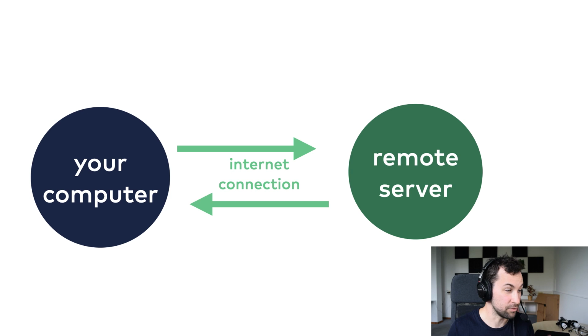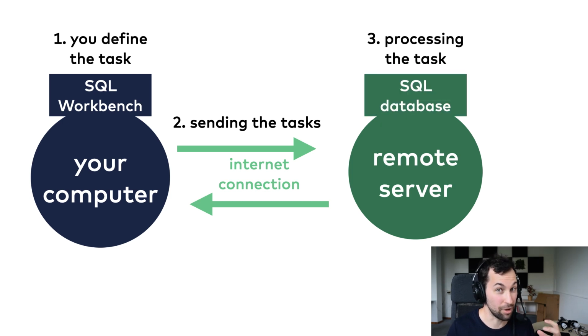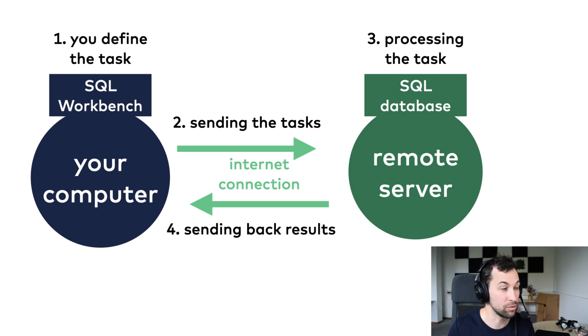How does it work? It's really simple, you will use your computer to define your task. We will use SQL Workbench for that. So we will type in a command in SQL Workbench. We send the task via the internet to a remote server that we will build soon. And this remote server processes the task. This is where our actual PostgreSQL database will be located. And then it sends back the results to our computer, and SQL Workbench will display it.